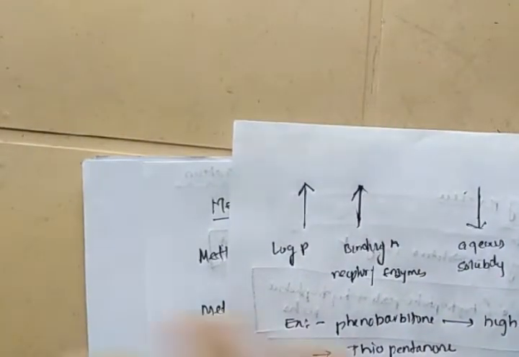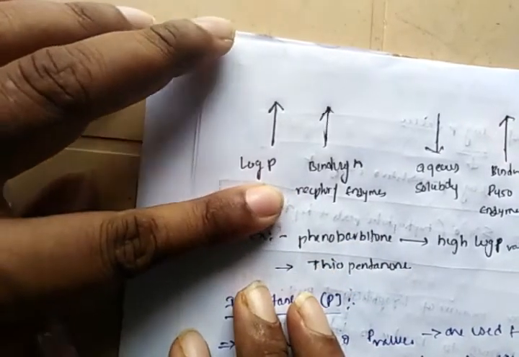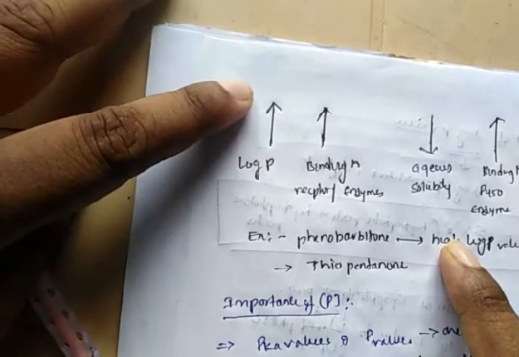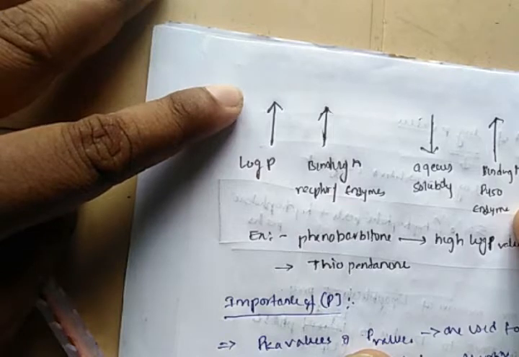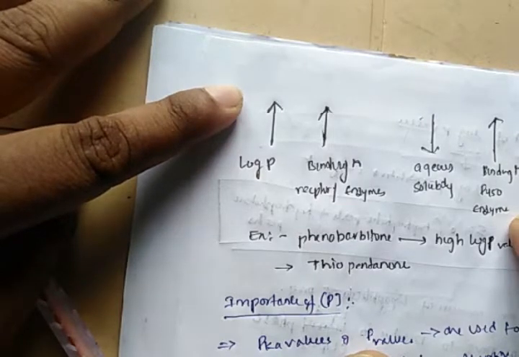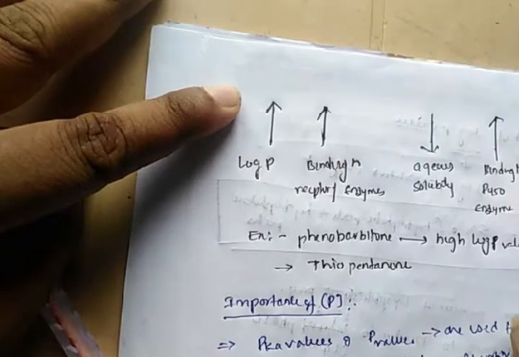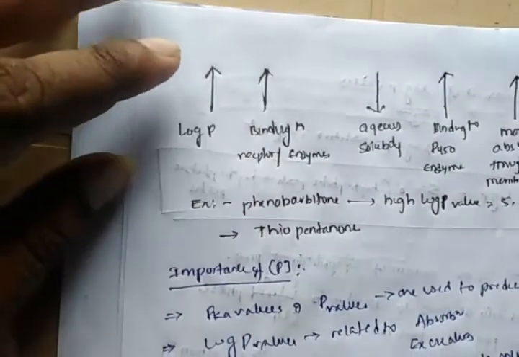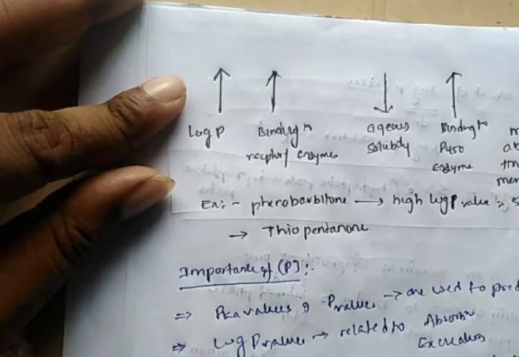Coming to the log P value, whenever the log P value of a drug molecule increases, the binding affinity towards enzymes and receptors also increases, but aqueous solubility decreases. As log P value increases, binding to P450 enzymes in cytochrome also increases, as well as absorption through membranes, and binding to plasma protein also increases. This is about the relation between these parameters. The best examples for high log P values are phenobarbital and thiopentone.